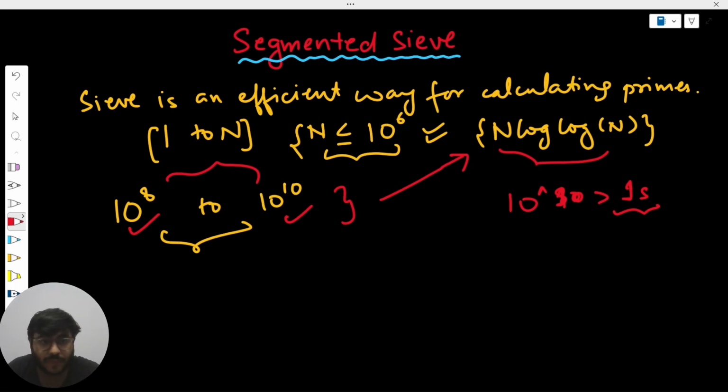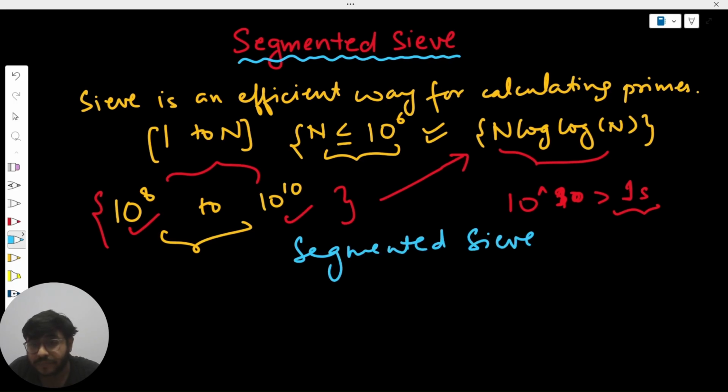But okay, very well. Then what do we do? How do we deal with bigger numbers? We have something known as the lifesaver, that is segmented sieve. Here comes our lifesaver, which is segmented sieve. But segmented sieve also has some limitations.